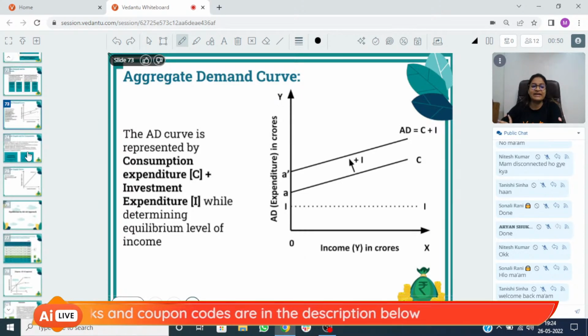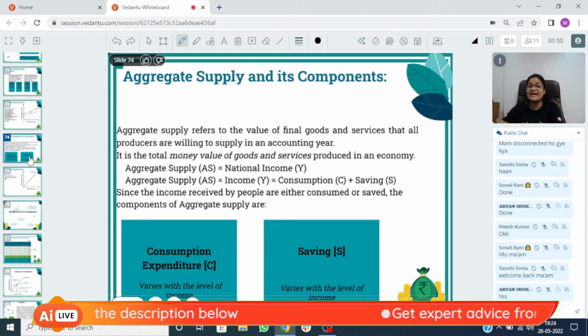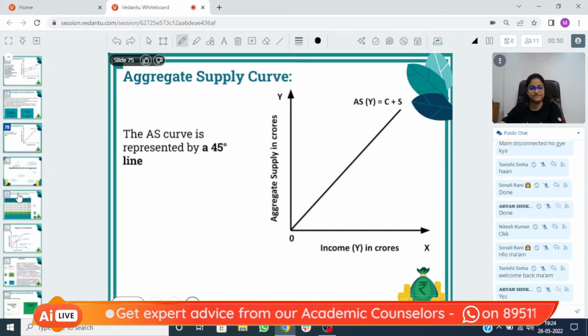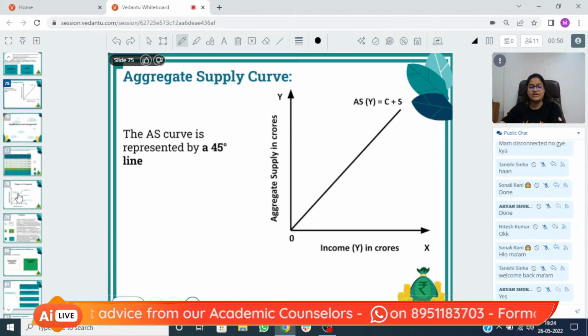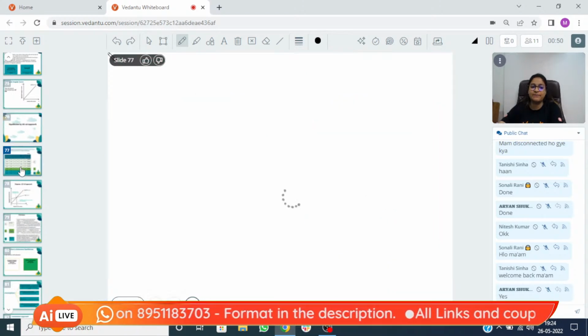Then we have aggregate supply. Aggregate supply has two components, consumption and savings. When we draw the aggregate supply curve, it looks like this. Correct? Now, what do we do? We equate aggregate demand and aggregate supply using the equilibrium approach.